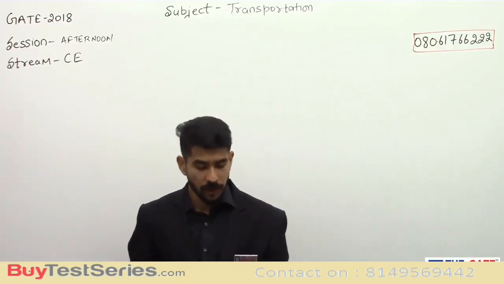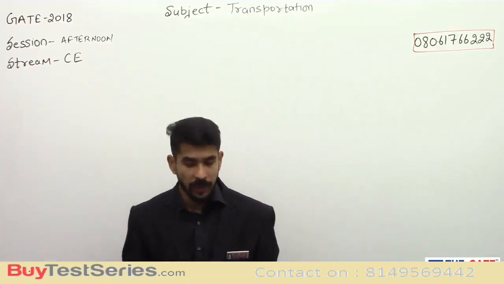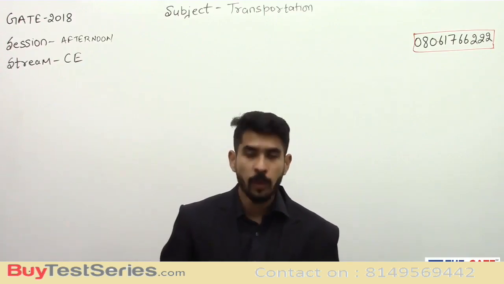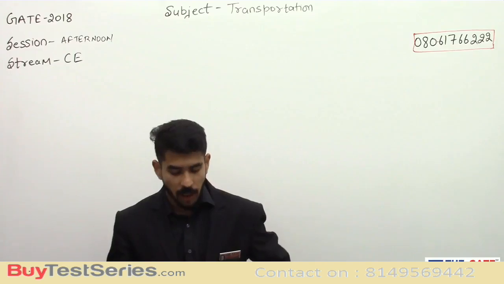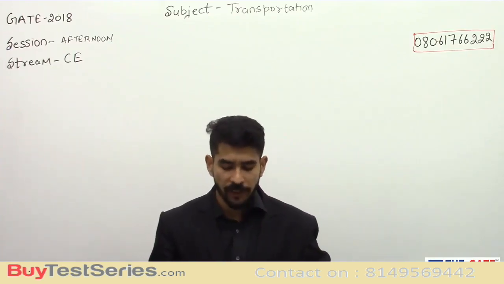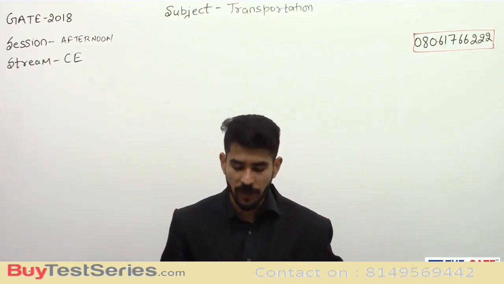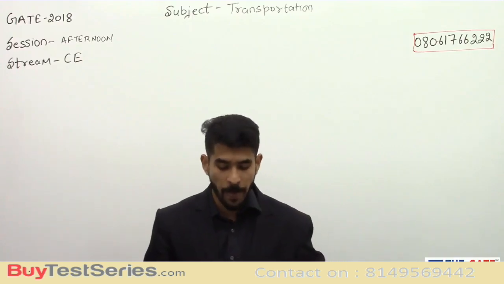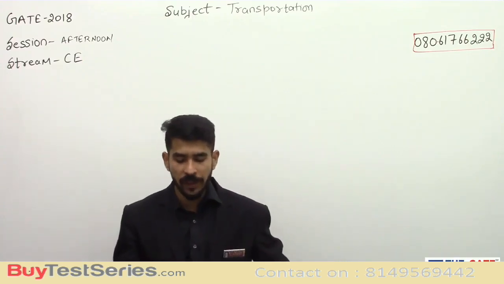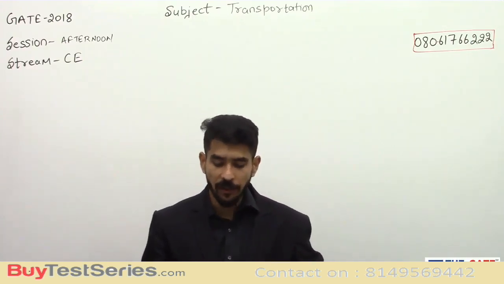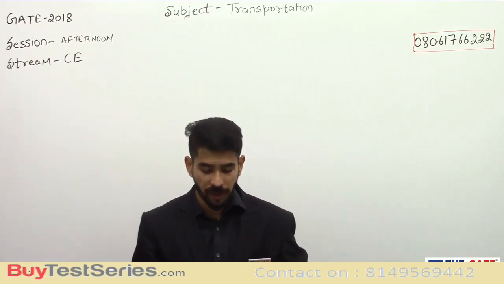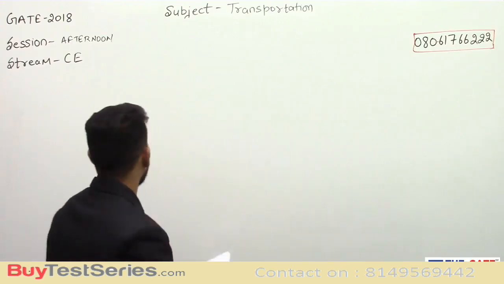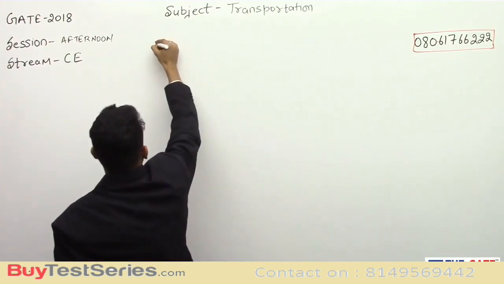Let us discuss a question asked in GATE 2018 in the afternoon paper, and the question is from transportation engineering. The question says, a car follows a slow moving truck traveling at a speed of 10 meters per second on a 2-lane two-way highway. The car reduces its speed to 10 meters per second and follows the truck maintaining a distance of 16 meters from the truck. That means we have some kind of a condition.